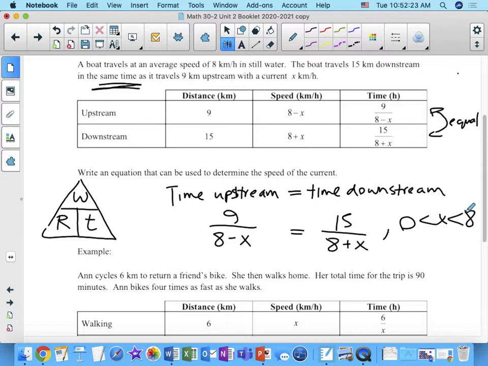Okay? All right, questions with that one? And that's all we have to do here. We don't actually have to solve this one. That's all we've been asked to do, which is to write an equation.